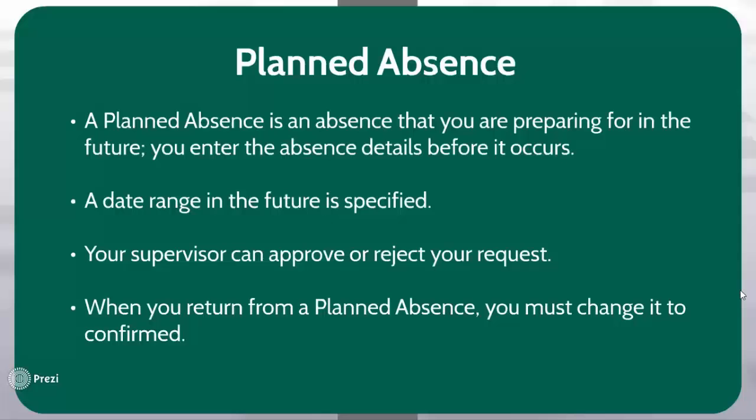A planned absence will occur in the future. As a result, you enter the absence details prior to the absence. When you enter a planned absence, the system looks at the start date to see if you have enough time accrued. If you do not have sufficient time accrued, the system will display an error message. If you do have sufficient time, your planned absence request will route to your supervisor for approval. Following an approved planned absence, you must log in to the system and change it to confirmed.